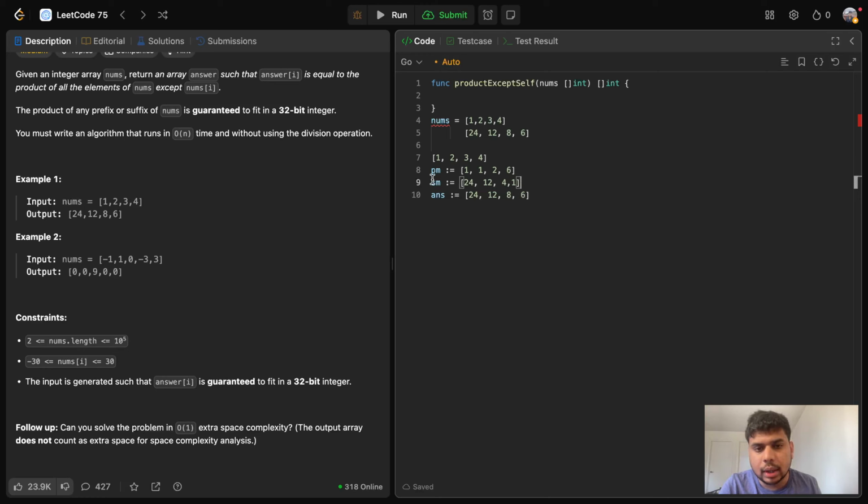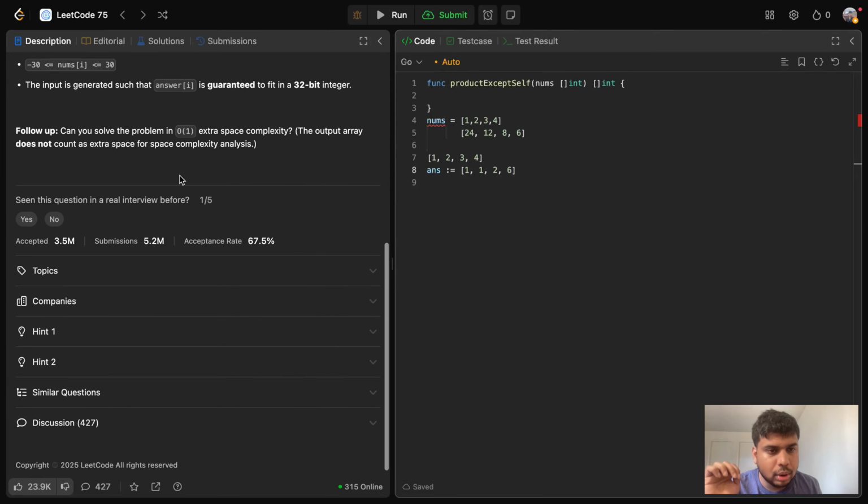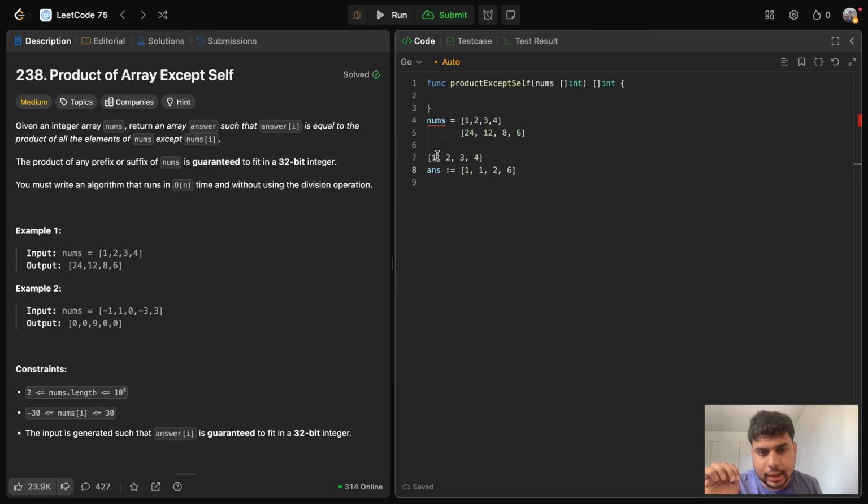So to do that, let's compute the prefix multiple as it is, but we'll call it answer. Because if you see the follow-up they have told, can you do it in O of 1 space? The output array does not count as extra space. So if the output array is answer, they won't count it as extra space. So prefix multiple only, I am calling it answer. Now I want to avoid calculating the suffix multiple and do it directly so that I am not using extra space. How can I do that?